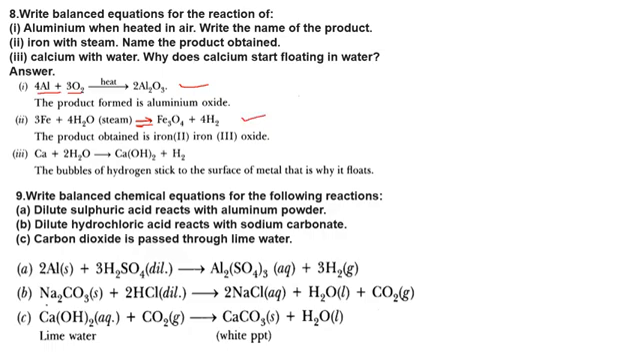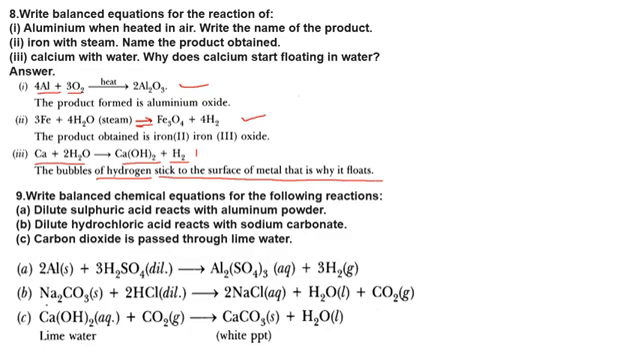Calcium with water, so Ca plus H2O gives calcium hydroxide and hydrogen gas is released. The bubbles of hydrogen gas stick to the surface of the metal, that is why it floats.